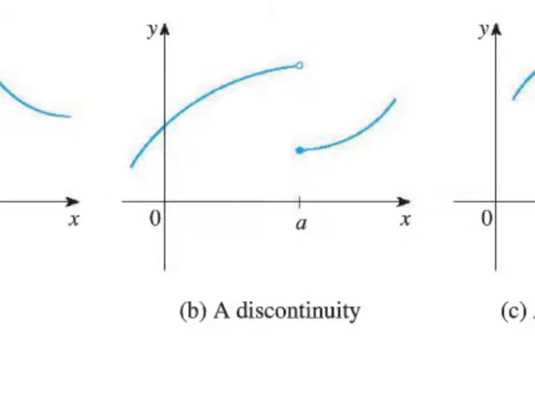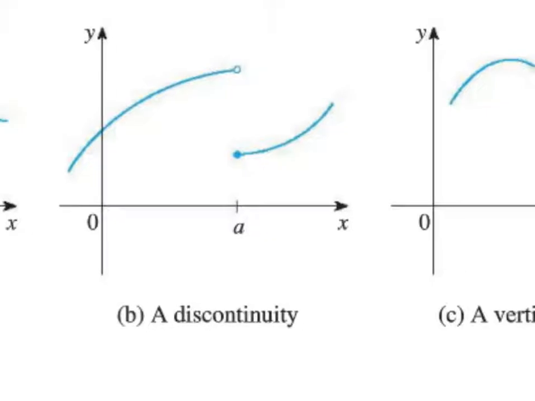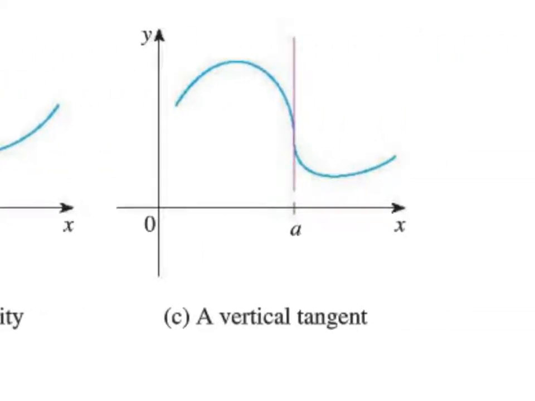Okay? We cannot take the derivative at a discontinuity. Now, this example is a jump discontinuity. The same would be true for a removable discontinuity. We cannot take the derivative at that. And then the last situation is that if the tangent, when we drew it in, was vertical, we also cannot take the derivative at that point because derivative is slope, and the slope of a vertical line is undefined.